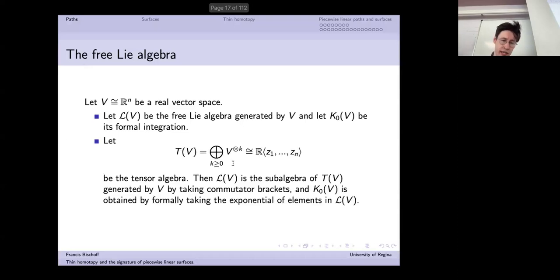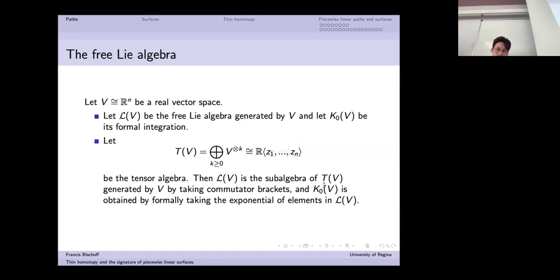In more detail, if we take the tensor algebra generated by V, which you can think of as an algebra of non-commuting polynomials, then LV, well, the tensor algebra is an algebra. So in particular, it's a Lie algebra using the commutator bracket. And sitting inside of there, you have the generators V. So LV is what you get when you just take the subalgebra that's generated by V. You take, say, these basis elements Z1 up to Zn, and you just start taking brackets as much as you want, and that fills out a subalgebra, which is LV.